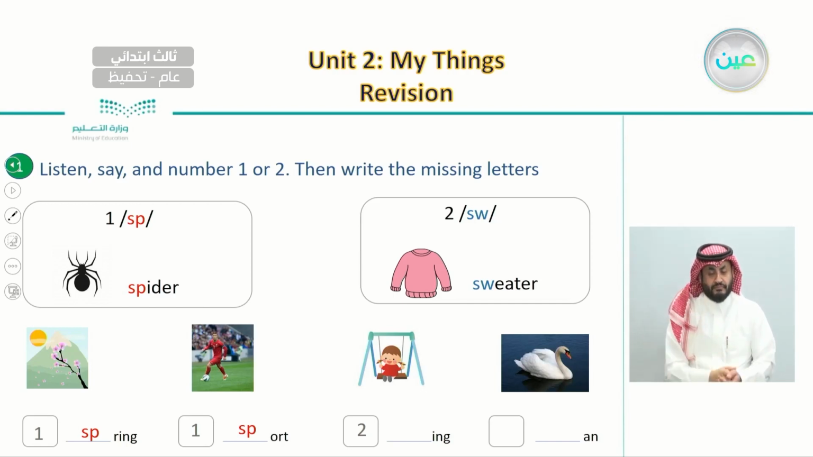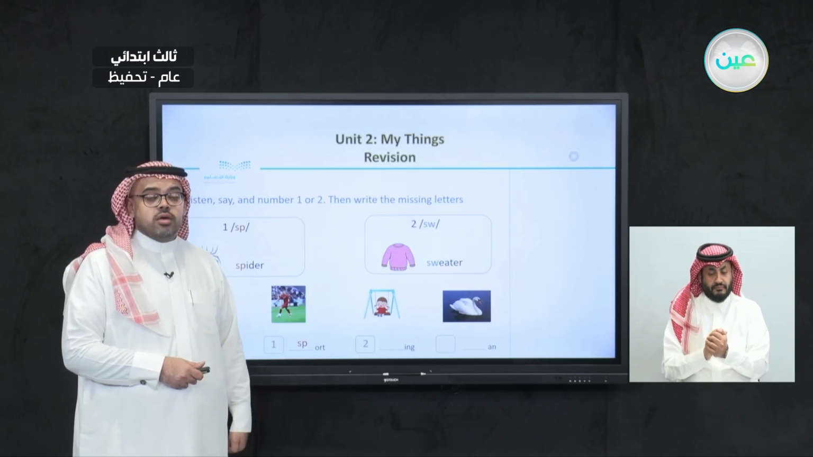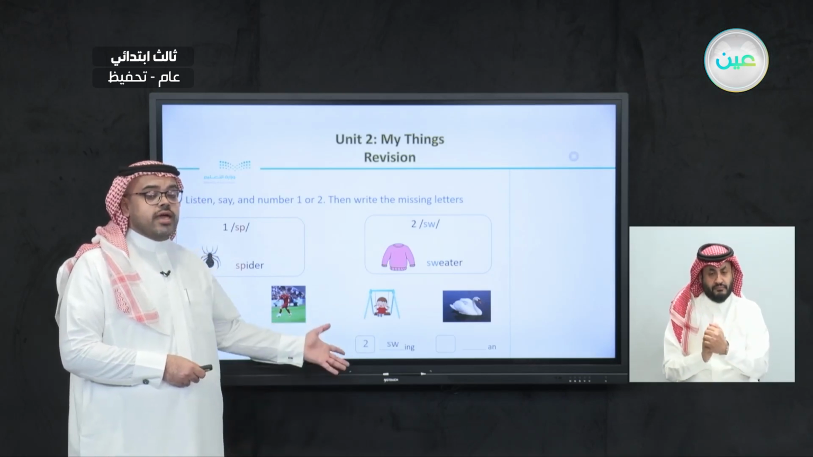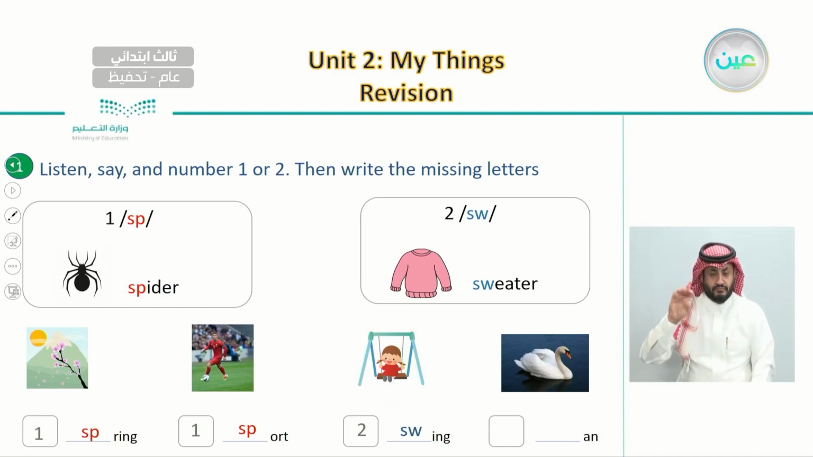Now, the third word is already answered in our book, and what we need to do here, after we know the sound that this word belongs to, is see that the missing letters for this word are S and W, because here we have the word swing. Swing. Say after me, swing.